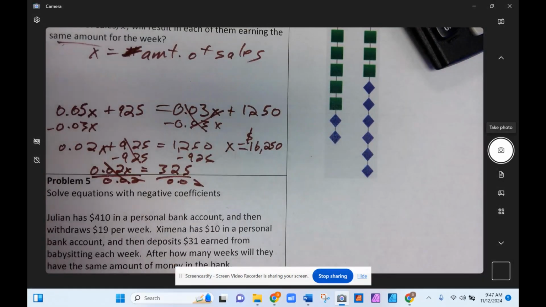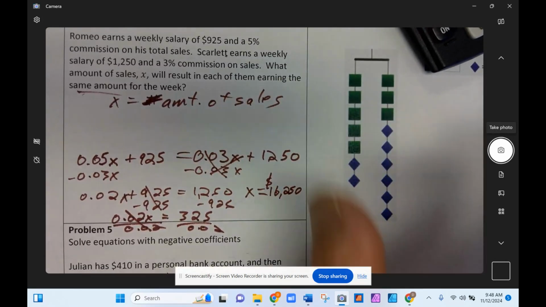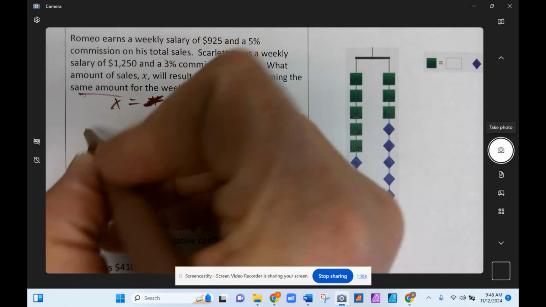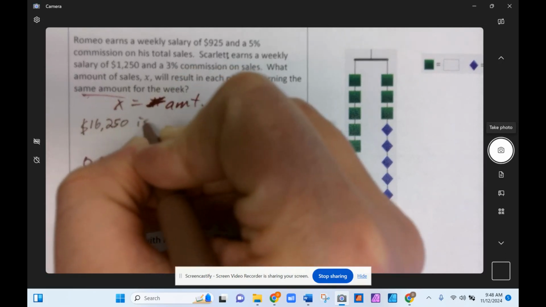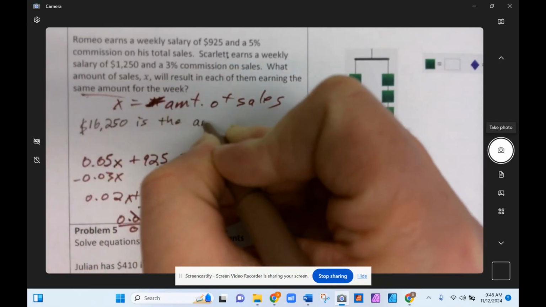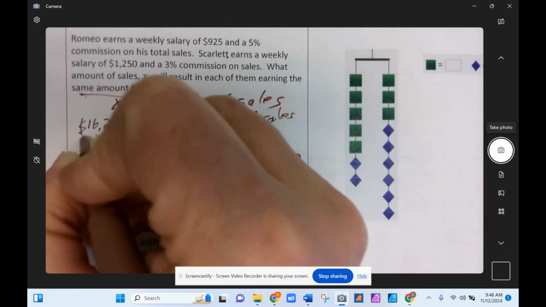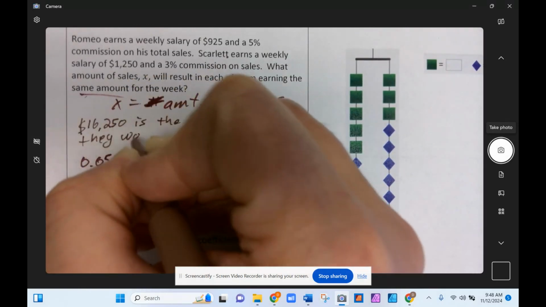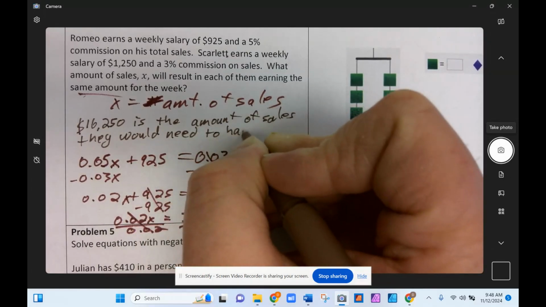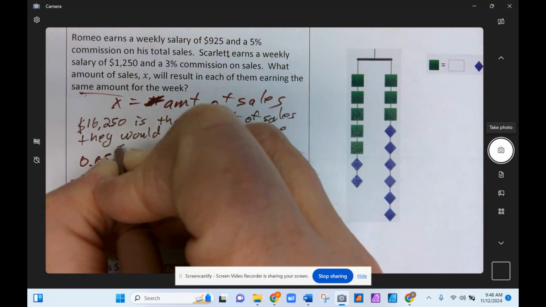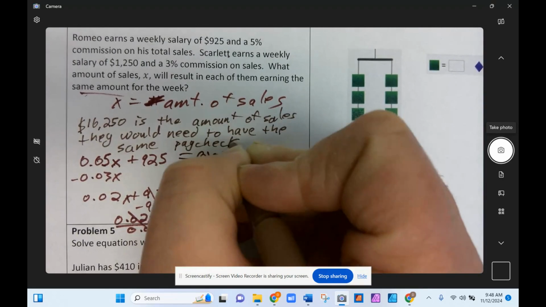So that's the amount of sales that they would need to have the same amount of salary each week, or take-home pay, I suppose. So I'll put it in the middle because I'm running around: 162.5 is the amount of sales they would need to have the same paycheck. Ta-da.